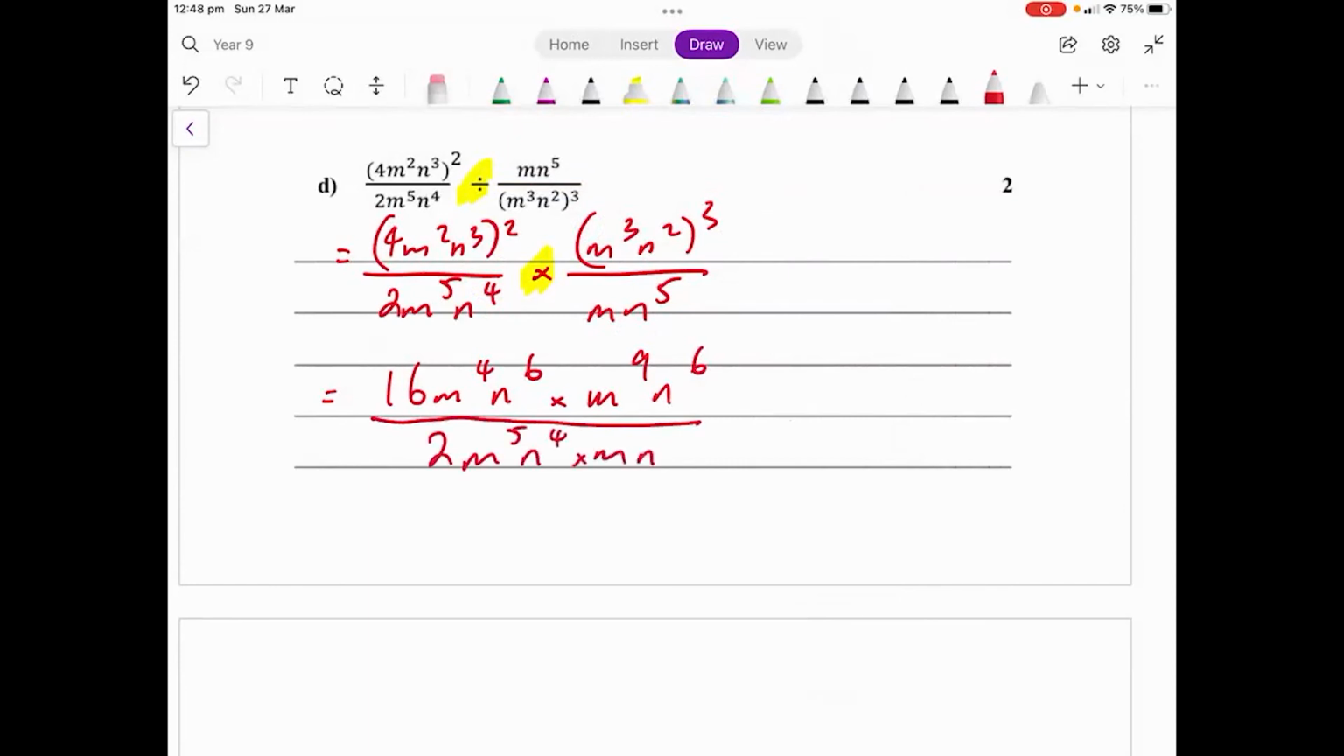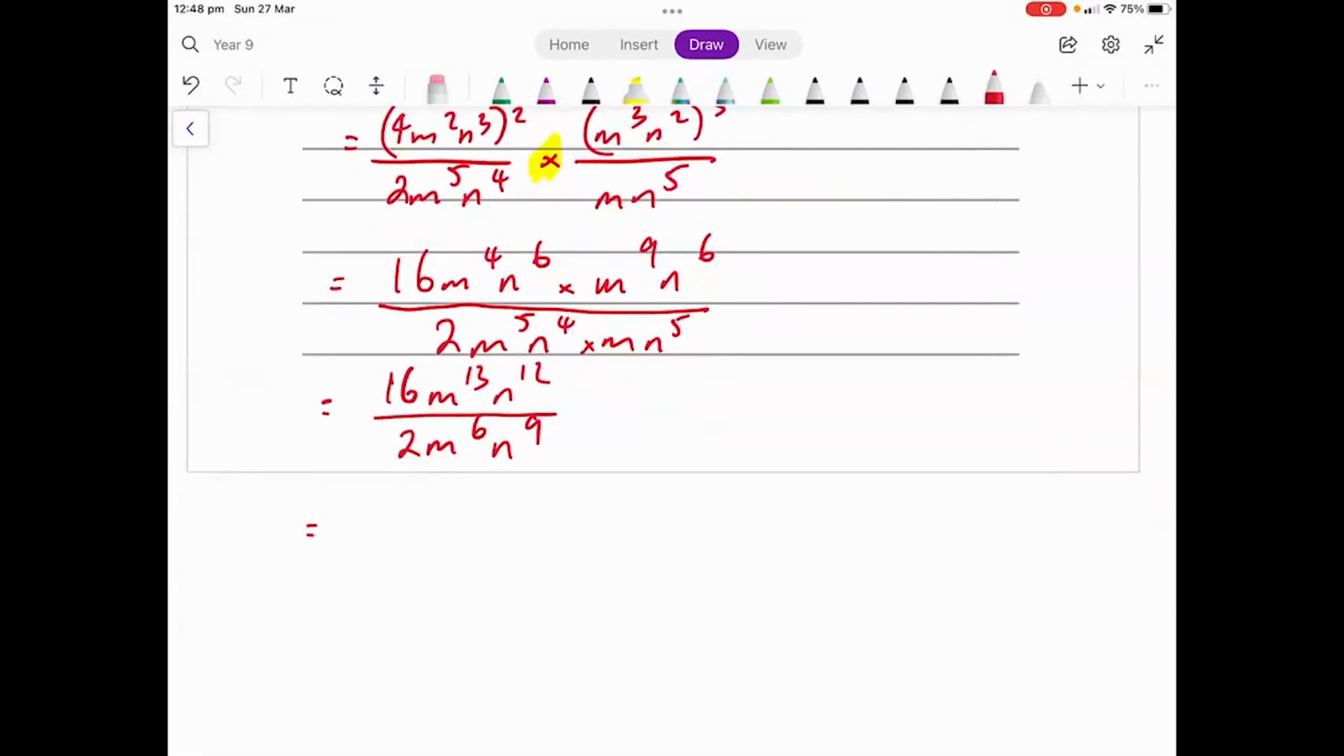6 plus 6 for n, and that becomes n to the power of 12. On the denominator, we have 5 plus 1 for m, and it becomes m to the power of 6. And 4 plus 5 for n, and it becomes n to the power of 9. Cleaning all of that up, we do 16 divided by 2, which is 8. 13 minus 6 for the powers of m gives us m to the power of 7. 12 minus 9 for the powers of n gives us n to the power of 3.